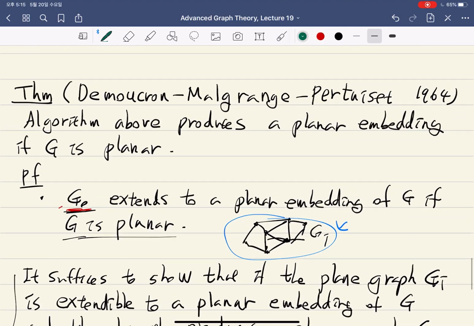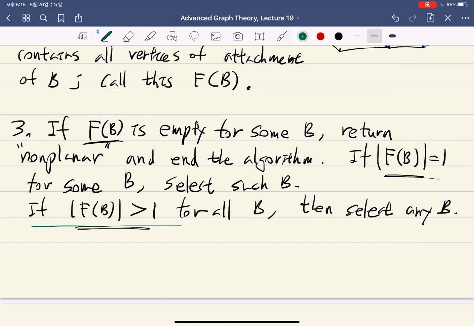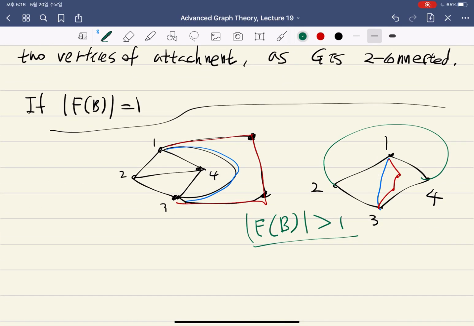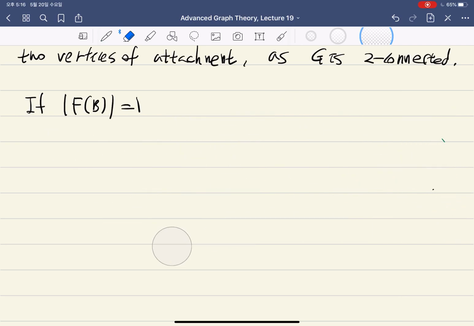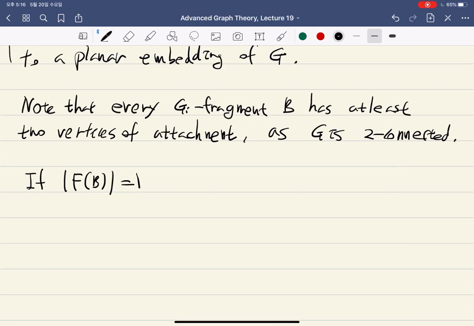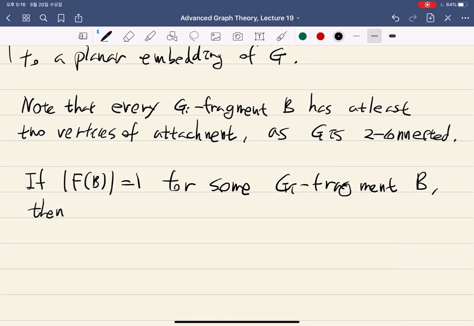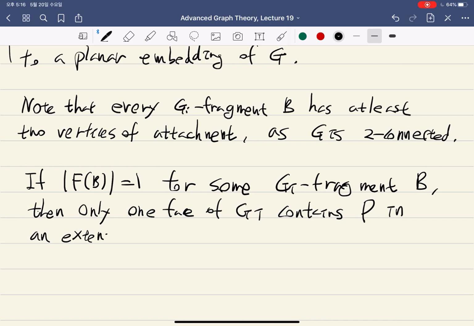And we want to show this rule. So what's the rule? If there is a B with exactly one choice, then we always select this. That will guarantee that this bad event doesn't happen. That's what we want to show. So first, if this is 1 for some GI fragment B, then only one face of GI contains the path P in an extension of GI to a planar embedding.